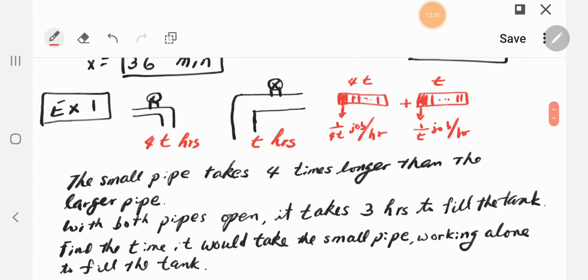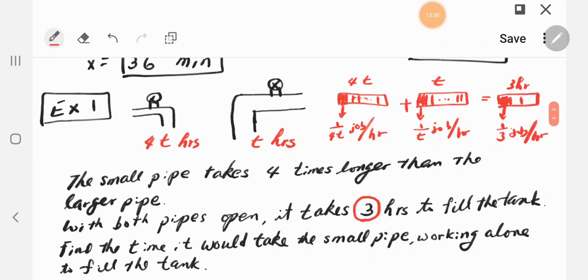And then if they work together, okay, the second information is this. If both work together, with both pipes open, it takes 3 hours to fill the tank. So we can divide it into 3 pieces. Each piece shows the work done. So 1/3 of the tank will be filled per hour. Right? So each hour it completes 1/3 of the tank.